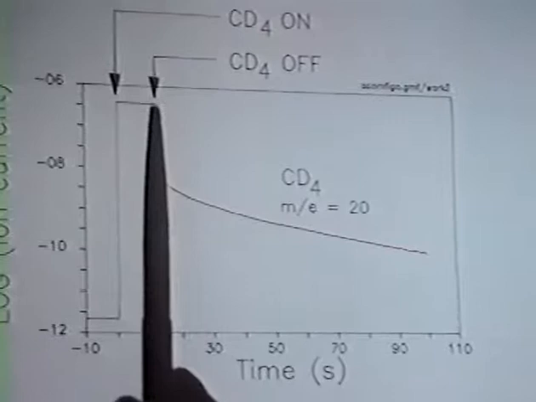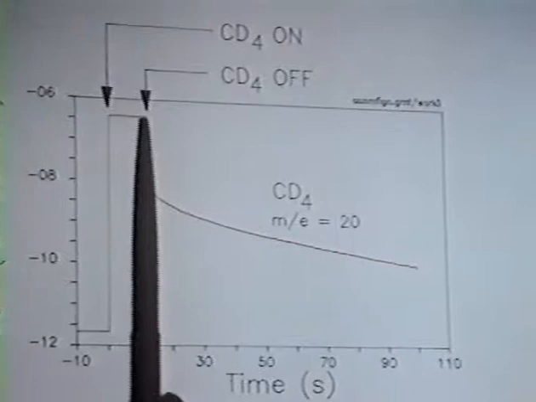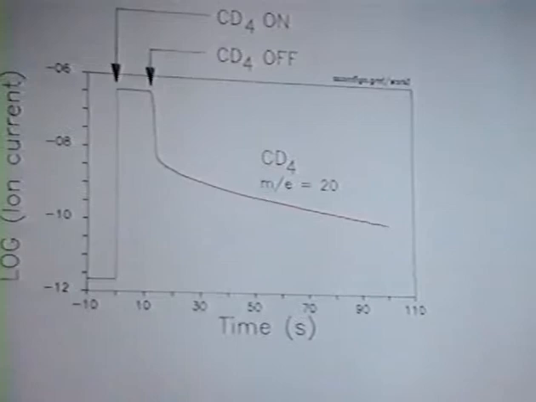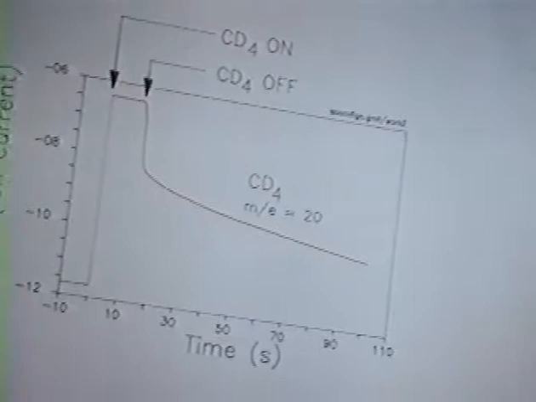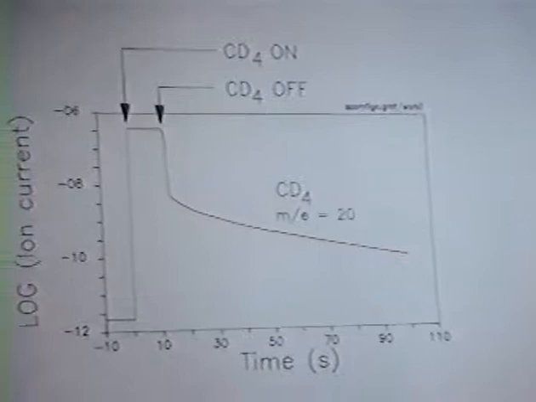And our mass 20 peak drops as we flush out the gas phase in our reactor. And then we see a long tail as the deuterated methane is flushed off the catalyst surface. And the area under this curve here, compared to the area of our pulse, gives us a direct measure of the amount of methane which is absorbed on the catalyst surface at 700 degrees centigrade.